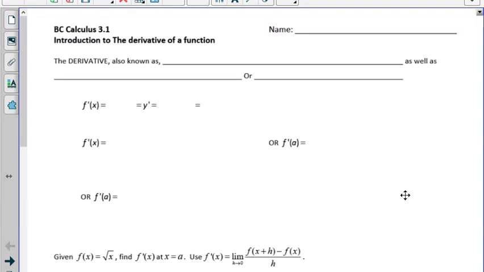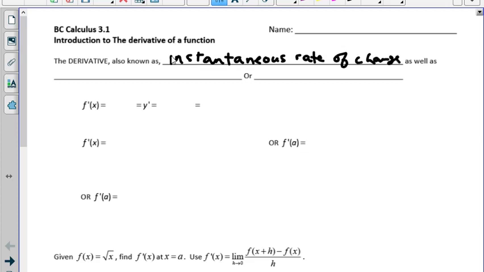First thing we're going to do is talk about the derivative of a function. The derivative, which is also known as a variety of different things, instantaneous rate of change, the slope as the slope of the curve at a point P, or as we've learned, the slope of the tangent line of some particular curve.